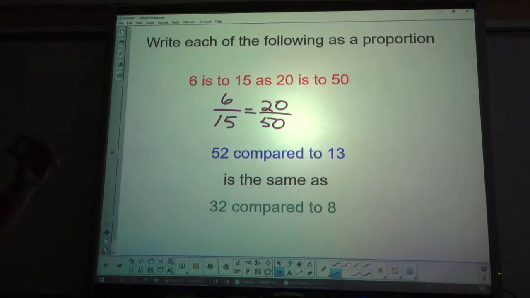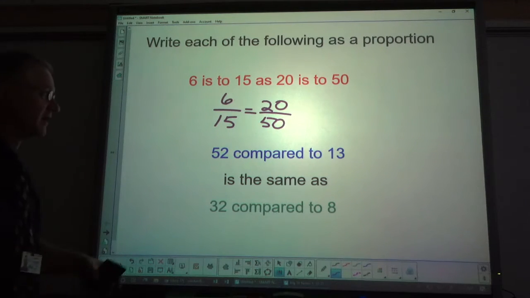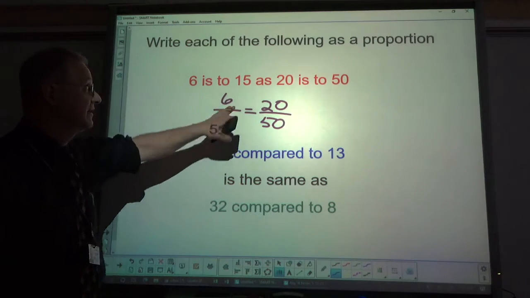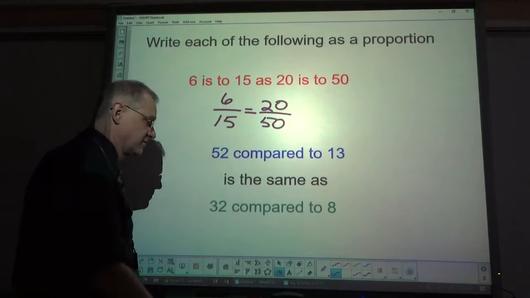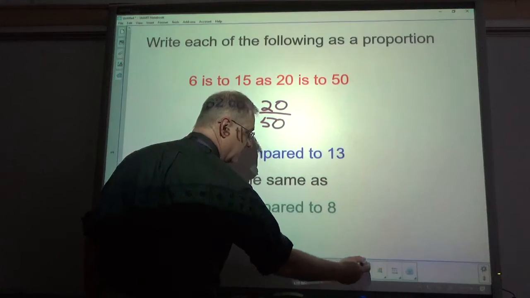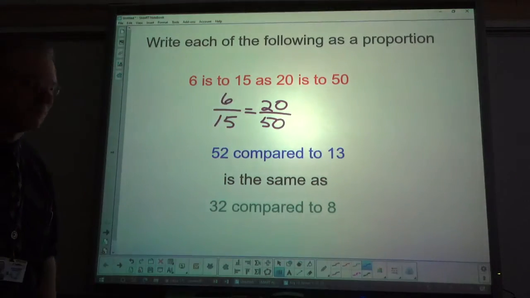Now, all it said was write the proportion. It didn't want us to do anything with it in this case. Is the same as, those are equivalent expressions. Go ahead and try to write this one out, and then we'll do it together.